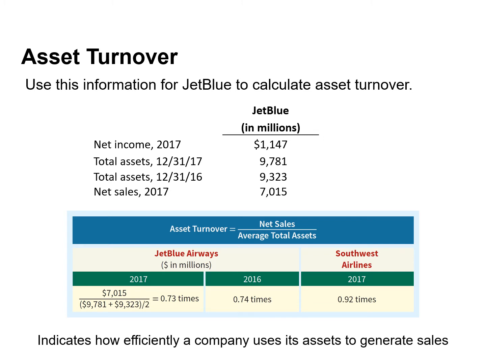When we compare two companies in the same industry, the one with the higher asset turnover is operating more efficiently. It is generating more sales per dollar invested in assets. Southwest is more successful in generating sales per dollar invested in assets.